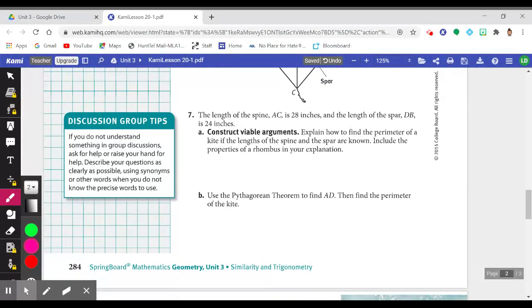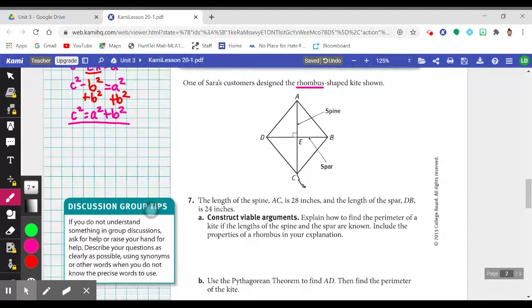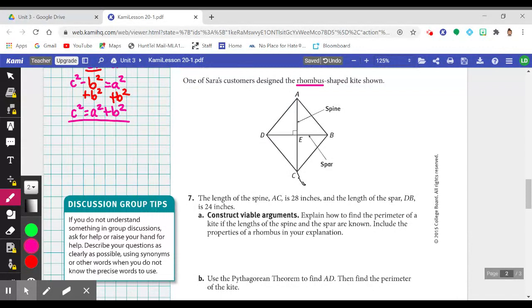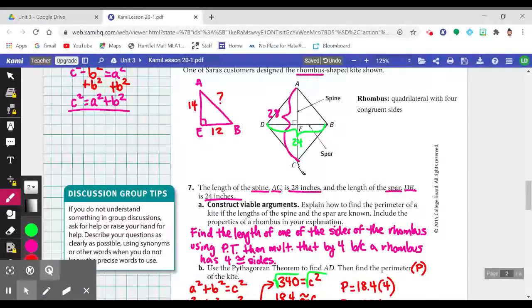So if you would draw a line at the bottom of the page. We're going to chunk 7a and b together, so attempt 7a and b before playing through. A couple things you might not have known: the actual definition of a rhombus is a quadrilateral with 4 congruent sides. So very much like the square, except it doesn't necessarily have 90-degree angles at each vertex. So it's a quadrilateral with 4 congruent sides, and that's going to help us here.